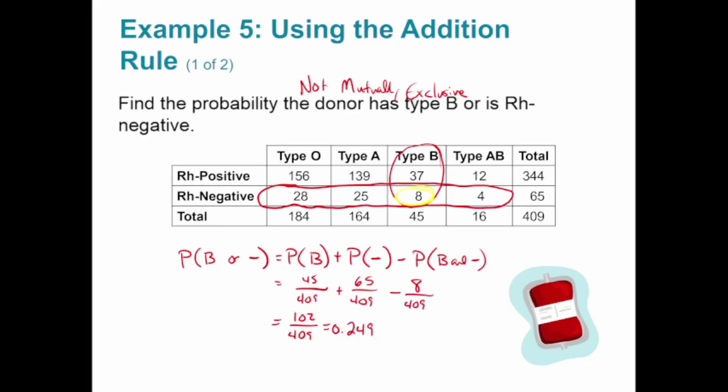A shortcut, if you're looking at this in a table format, is you can just add up the numbers in the Rh negative row and the type B column, counting each number once. So if I add up 28, 25, 8, 37, and 4, which are the numbers in that row and column, you should end up with a sum of 102. Again, always think about it as favorable over total: add up the numbers that give you what you want, in this case B or Rh negative, and then divide by your total.